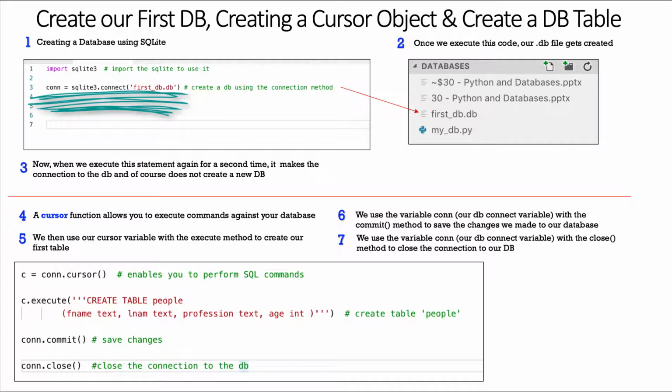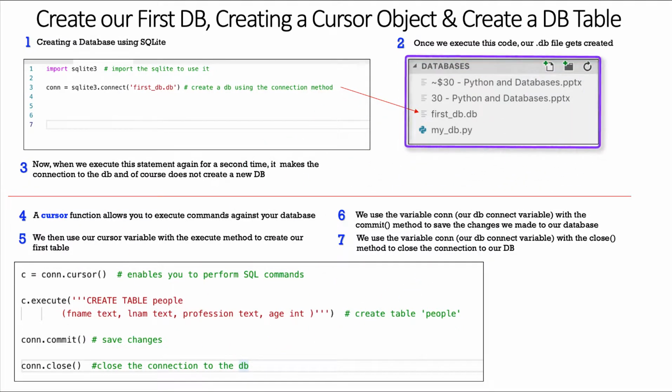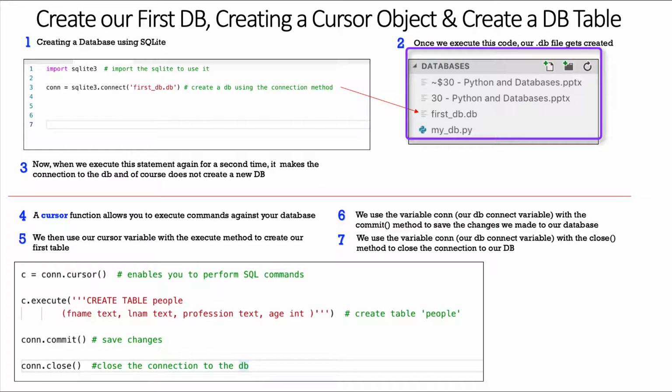And I've chosen first_db.db. Once we execute this code, our .db file gets created in the directory that we're sitting at presently. So you see here on the right-hand side, first_db.db has been created. Now, if we try to execute this statement again, it will make the connection to the database, but it won't create a new database.